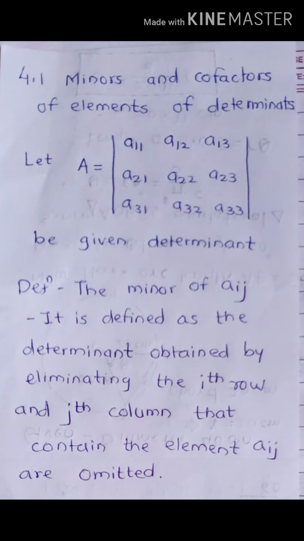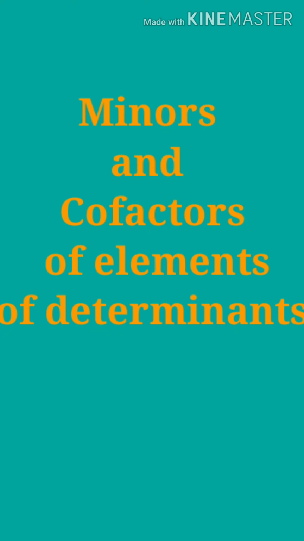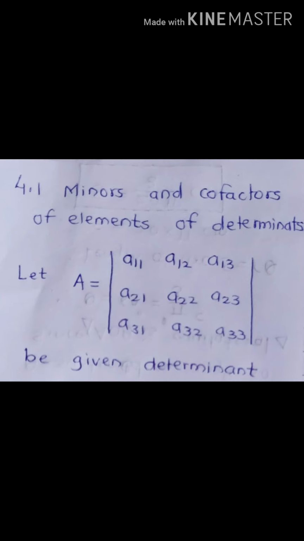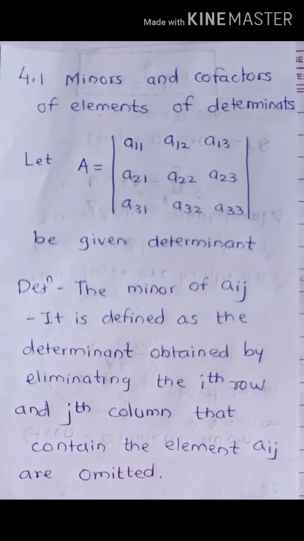To study the minor and cofactor of elements of a determinant, let A be the determinant having entries A11, A12, A13 as the first row, A21, A22, A23 as the second row, and A31, A32, A33 as the third row. There is a trick to keep these rows and columns in mind.